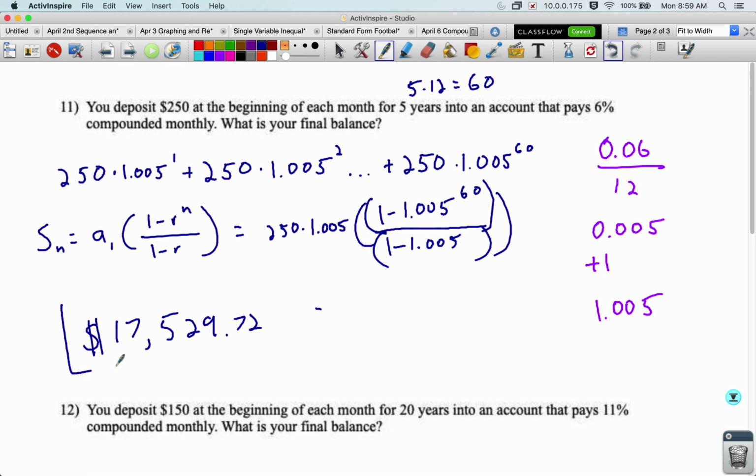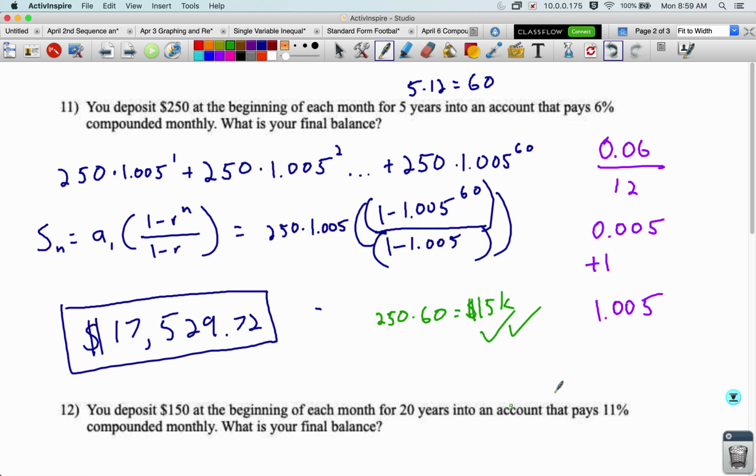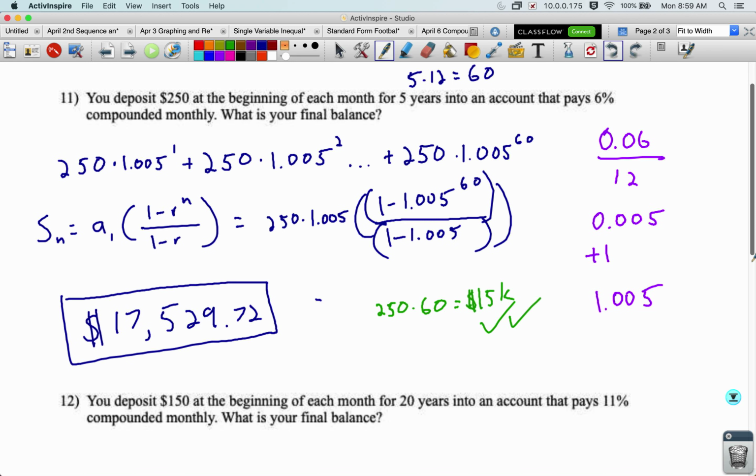$17,529.72. Now our double check on this one is we just ignore the interest entirely and say, if I deposited $250 for 60 months but didn't earn any interest, I would have 15 grand. All right, it's close but a little bit less, so that completes our double check.